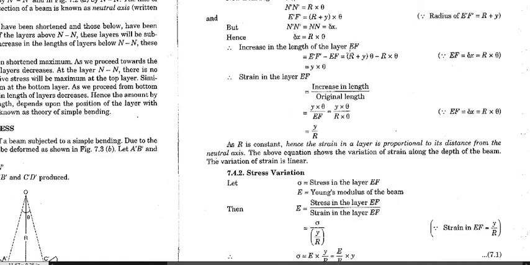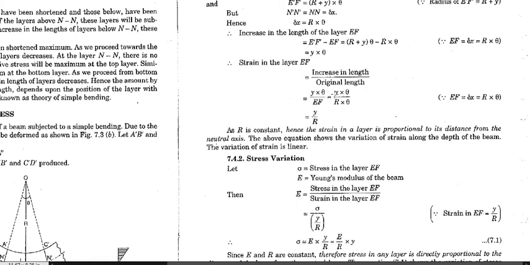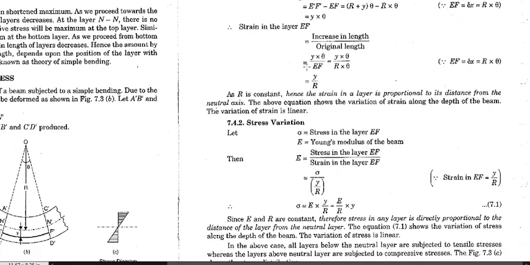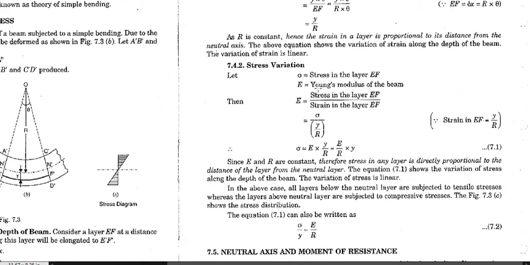And similarly, the increase in the length in this fiber EF will be the difference of this, which is equal to y theta, and the strain will be equal to the increase in length over the original, that is y over r. So this is the strain in this fiber, this is the strain that gets developed.